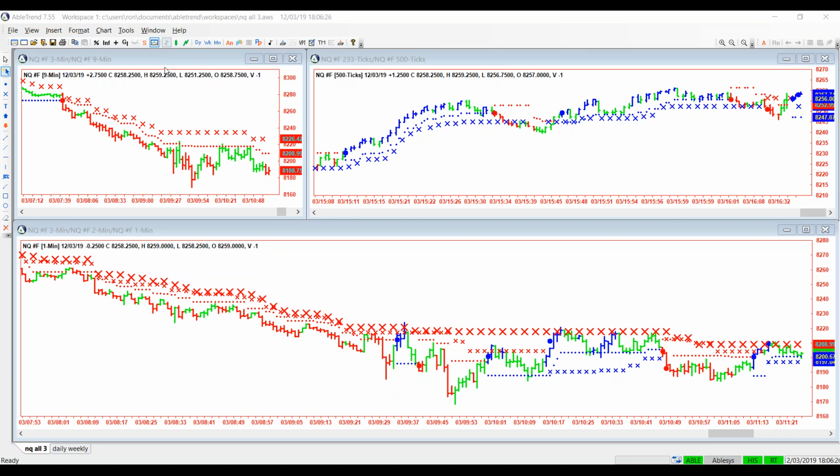The key is you've got to just trade the signals, the Abletrend signals and stops, and not trade your emotions. That's the hard part for most people. And that's okay. It's not for everybody, especially intraday trading. Some people just can't do it. And again, there's nothing wrong with that.